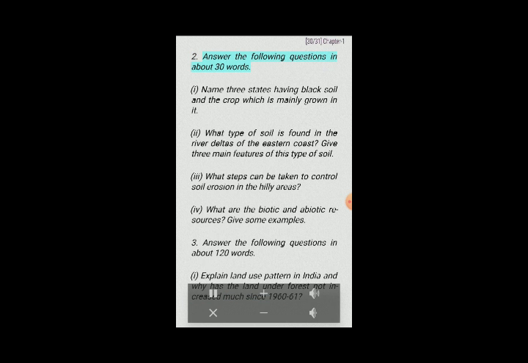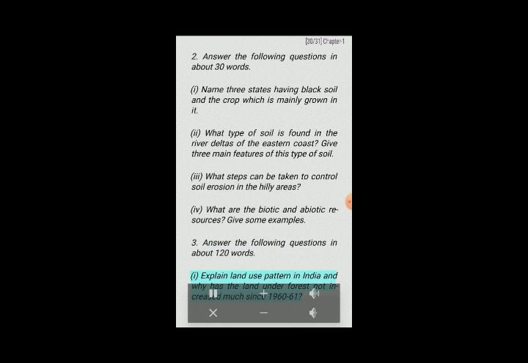2. Answer the following questions in about 30 words. I. Name 3 states having black soil and the crop which is mainly grown in it. II. What type of soil is found in the river deltas of the eastern coast? Give 3 main features of this type of soil. III. What steps can be taken to control soil erosion? IV. What are the biotic and abiotic resources? Give some examples.